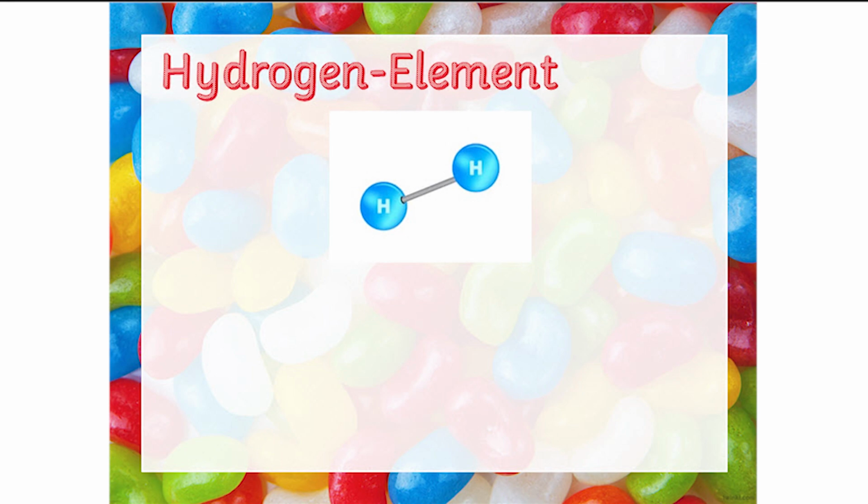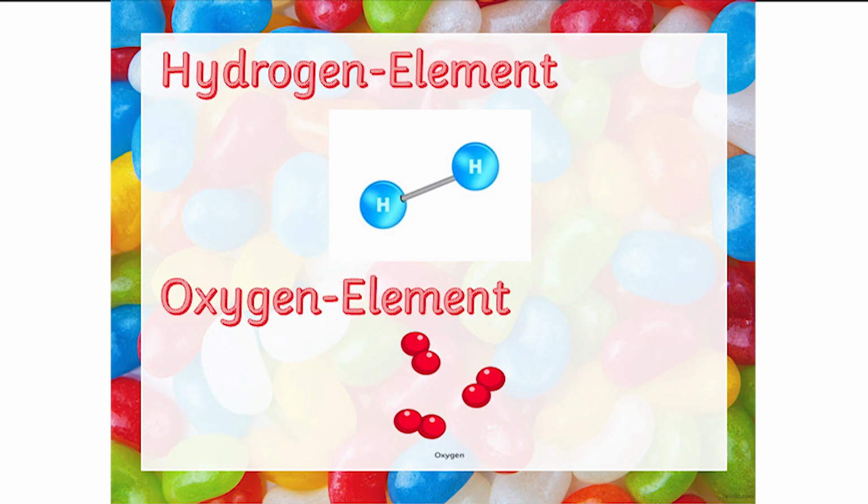Similarly, in the second picture, we just have one type of atom, which is oxygen. So I'm talking about an element. This element is formed from two atoms joined together.